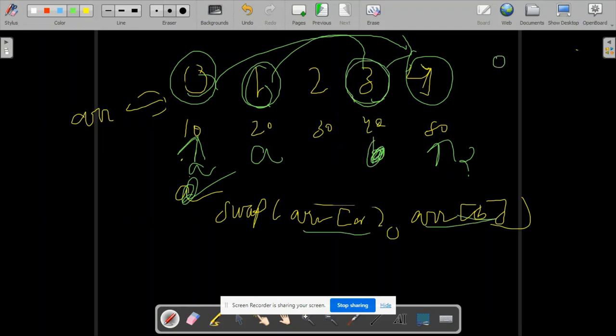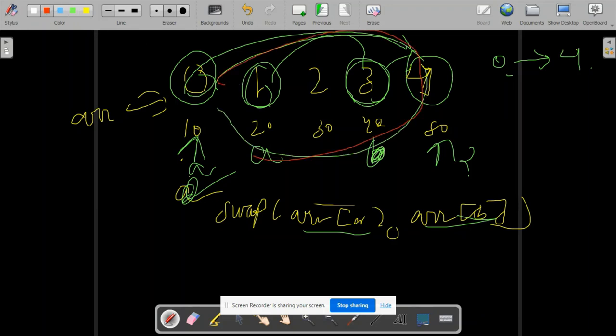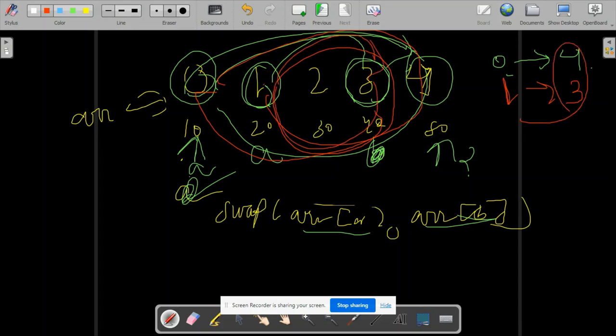It means from this 0 index you have to get this 4th index, because 0 and 4 are in a pair when it comes to swapping. And with 1st index, you have to obtain the 3rd index, because you are swapping the 3rd value with the 1st. Okay, so this is the approach.